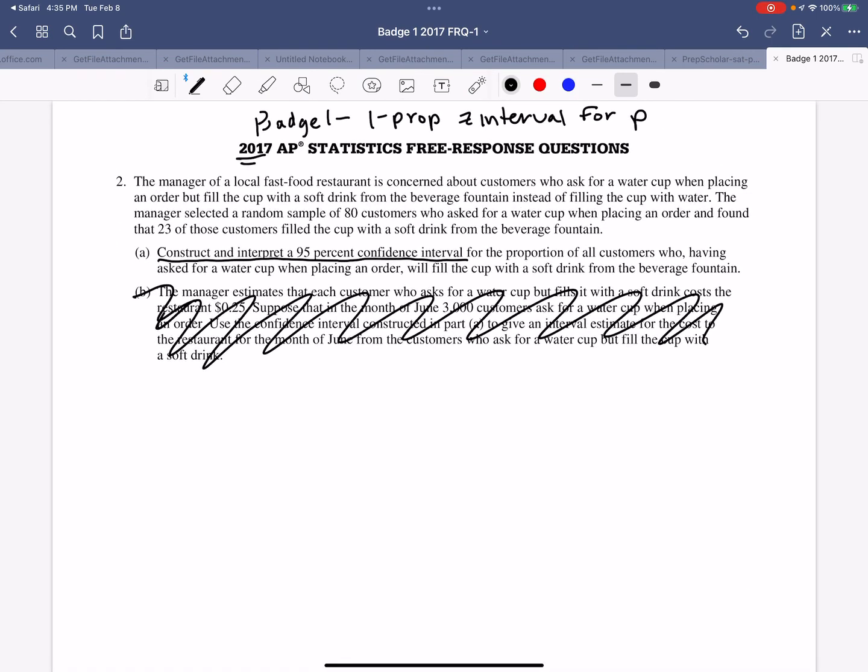Okay, so we look at the question and it says a manager of a fast food restaurant is concerned about customers who ask for a water cup when placing an order but fill the cup with a soft drink. So basically, they're concerned about getting robbed. The manager selects a random sample of 80 customers who asked for a water cup when placing an order and found that 23 of those customers did. So that's our p hat, right?